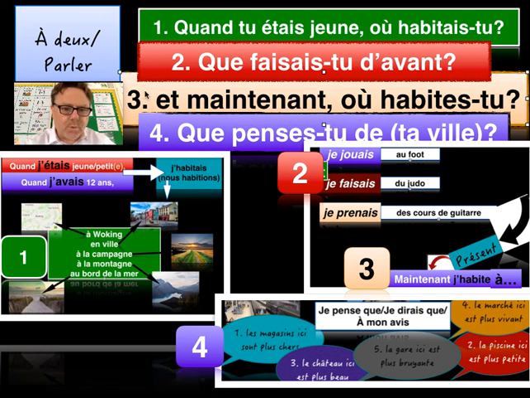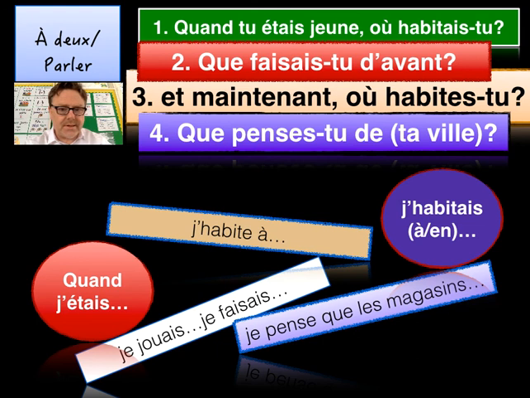So number one, get the answers from here. You formulate the answers from there. Number two, some ideas from here. Number three, just this little bit here. And then number four, what do you think about your town? I think that the shops are, or whatever, down here. And that's the same exercise, but with less information to work from.